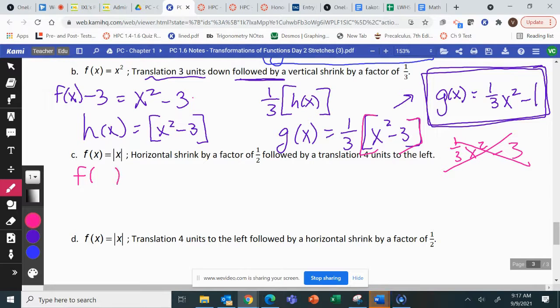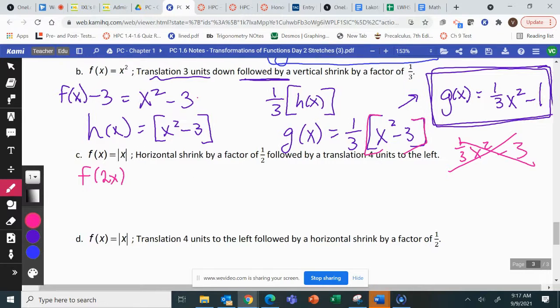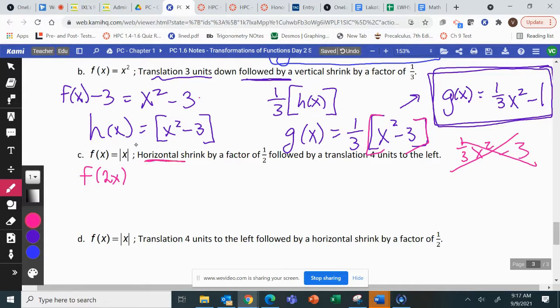Inside. And if it's inside, we don't use the exact same thing in the words. If it's inside, we use the opposite operation. So if this says a horizontal shrink by a factor of 1/2, what number am I putting inside? It is 2x. So when we have horizontal, remember we have to do the opposite operation.